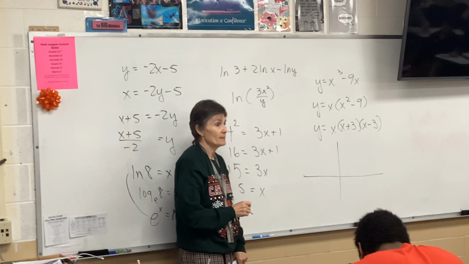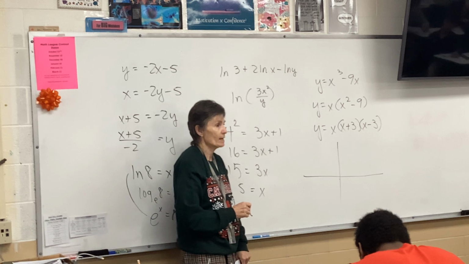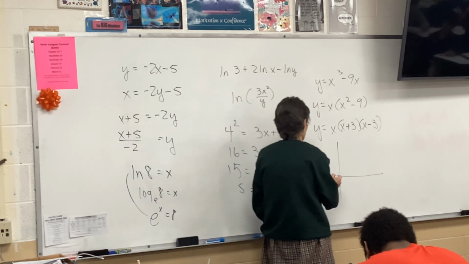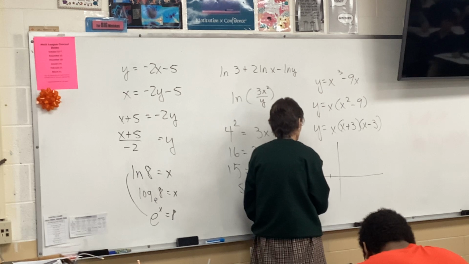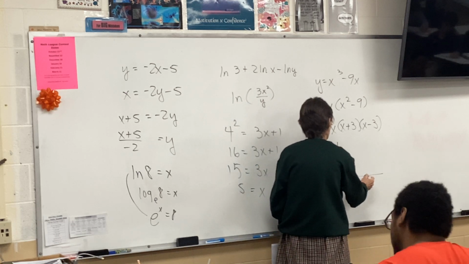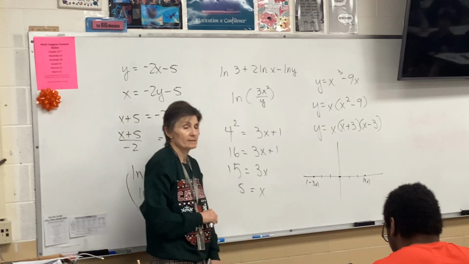I start by putting dots on my x-axis. They're called x-intercepts. Where would they go? At negative 3, positive 3, and 0, because a plain x is a 0.